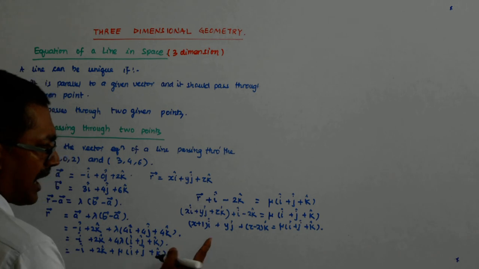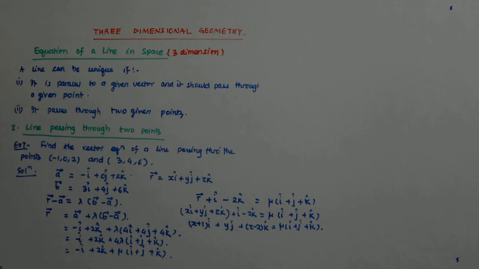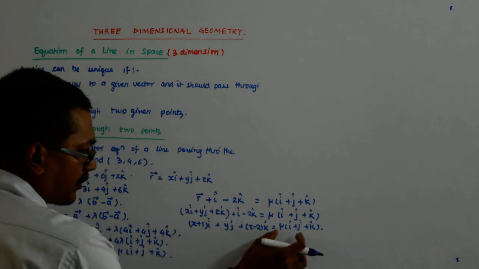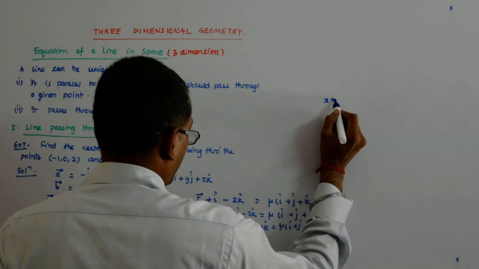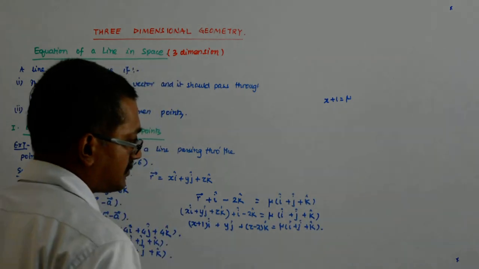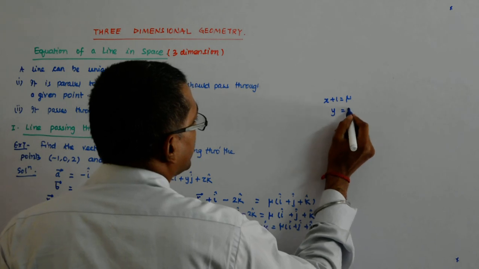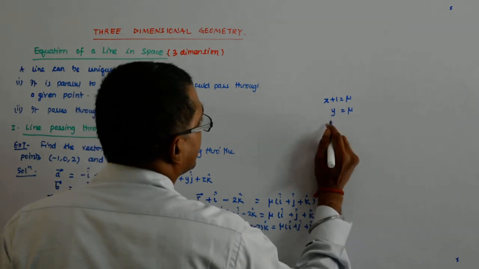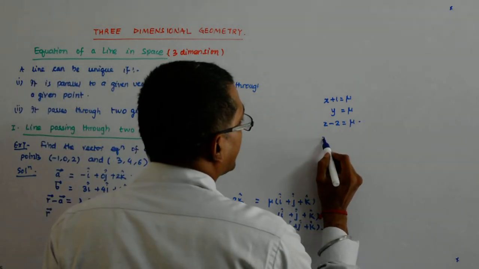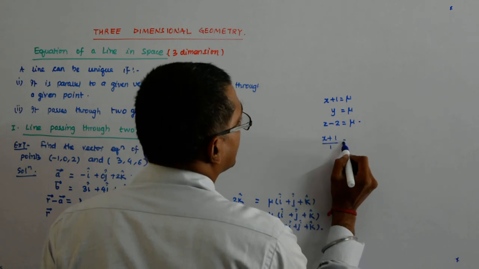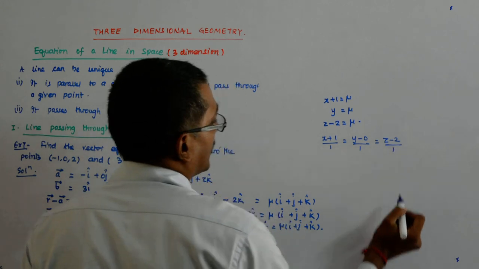So it gives me what? I'm not plugging it into my formula, okay? So I'm coming from the vector. So I equate that. So I get X plus 1 is equal to mu, Y is equal to mu, and Z minus 2 is equal to mu. So what does it give me? It gives me X plus 1 upon 1 is equal to Y minus 0 upon 1 is equal to Z minus 2 upon 1, correct?